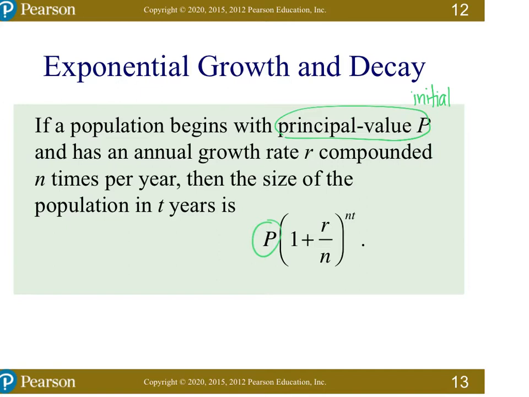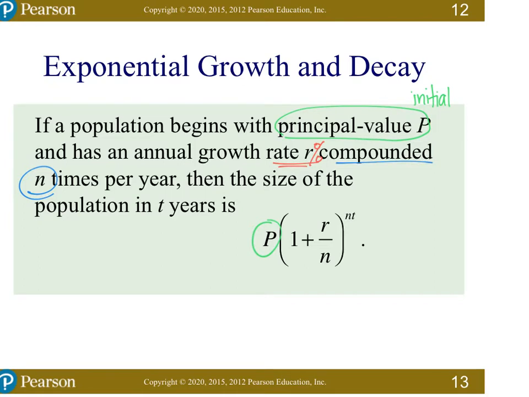Then you have a growth rate r. r is usually a percentage. Okay, r percent. And so if it is a percent, remember to move the decimal place over 2 places. n is what we call compounding. Okay, compounded n times per year.